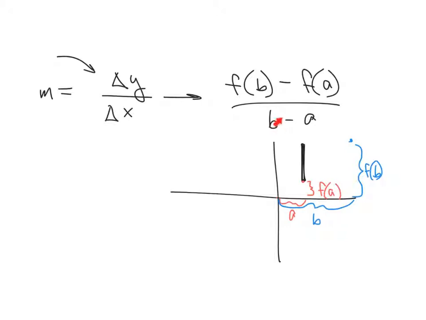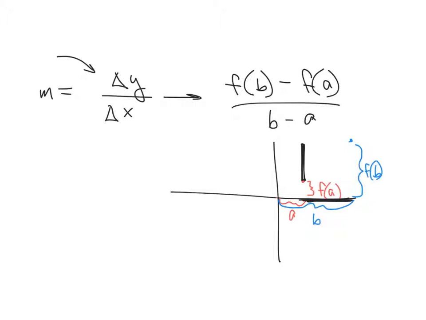And I'm also doing it down here. I'm taking the distance of b minus the distance of a, which again, I'll do this in black, which gives me this length right here. So that is the average rate of change.